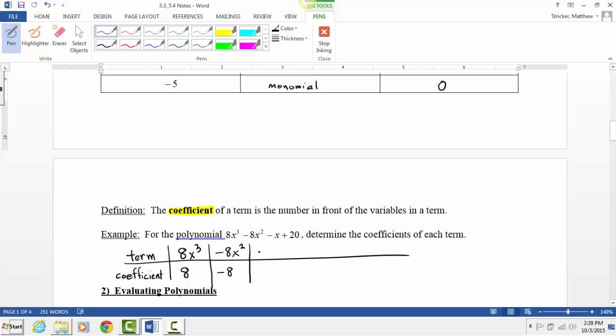The next term is negative x. Now this one's not quite as obvious, but there's actually a 1 hanging out there in front of the x. It's like negative 1 times x, which means the coefficient is negative 1. And then the last term is 20, which is the same as the coefficient. The coefficient's 20.